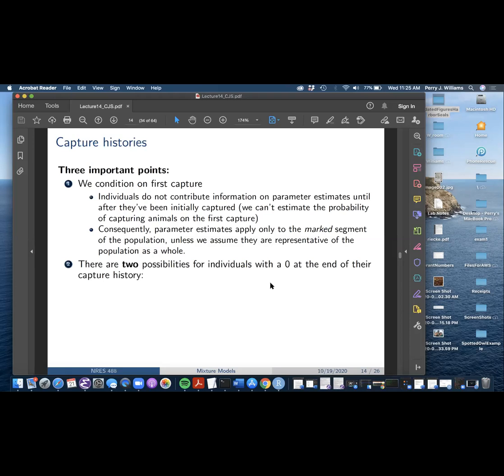Okay, and the second important point is there are two possibilities for individuals with a 0 at the end of their capture history. So if you're looking at all the 1s and 0s, when you get to a 0 and you don't see that individual any longer in your study, the individual died. That's one possibility, and the probability of dying is 1 minus phi. Or the individual survived and just was not detected. So it survived, phi, and it was not detected, 1 minus p.